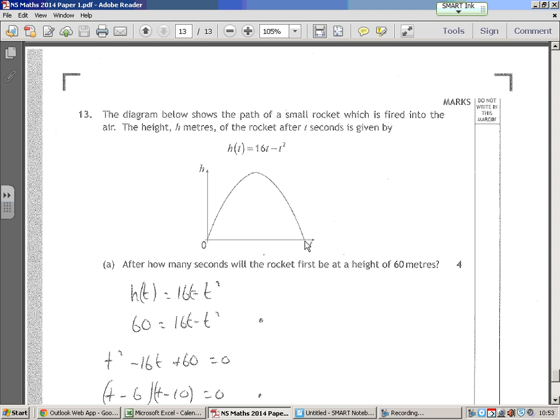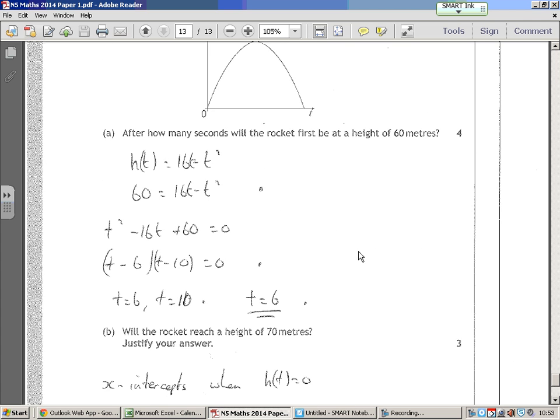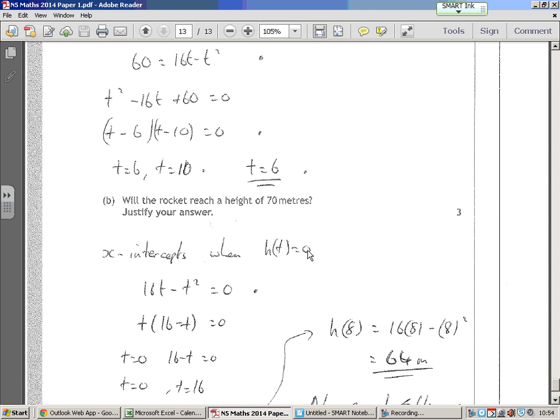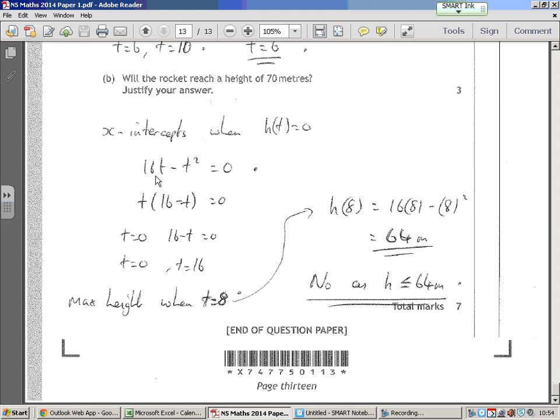At this point, h is 0. Height 0 because it leaves the ground at 0 seconds, travels up the way, comes back down to the ground here. So at these 2 points, the height is 0. So the formula 16t minus t squared would equal 0 at this point and at this point. So then if we factorize that, we get, take out a common factor of t, bracket 16 minus t equals 0. So either the front bit 0, in which case t is 0, or the bracket 0, in which case t would be 16.